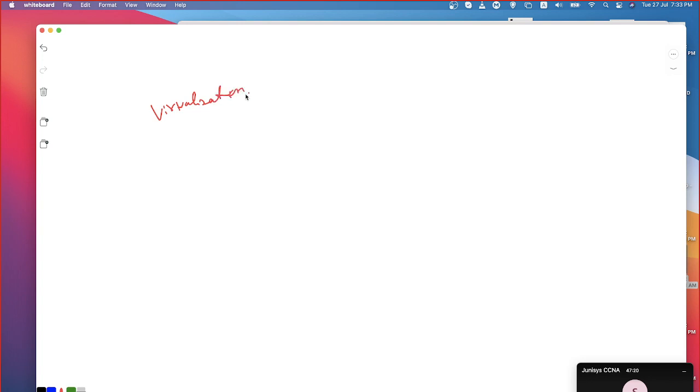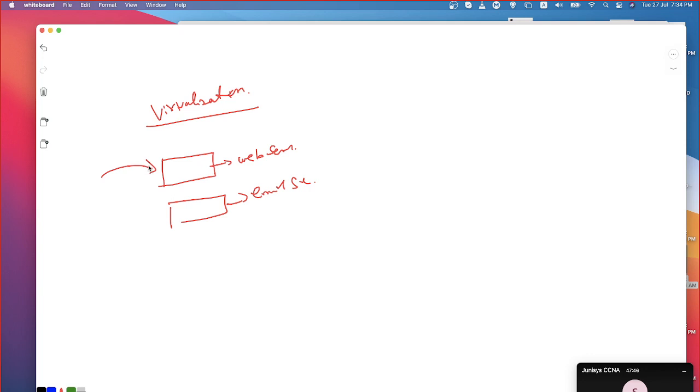Now what is this virtualization? See, in earlier days, if you needed a web server, you needed to have a physical server. This is where I have my web server hosted. And if you needed a mail server, an email server, you needed a separate physical server. Like this, for every application you wanted to be accessible and hosted, you needed to dedicate a physical server.